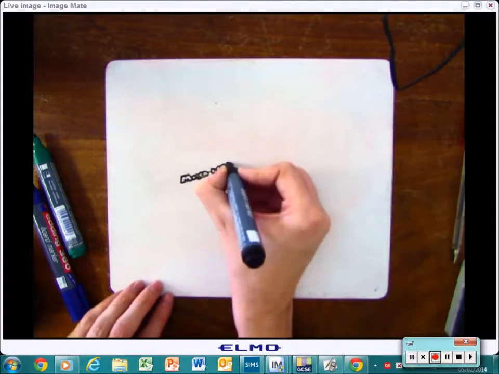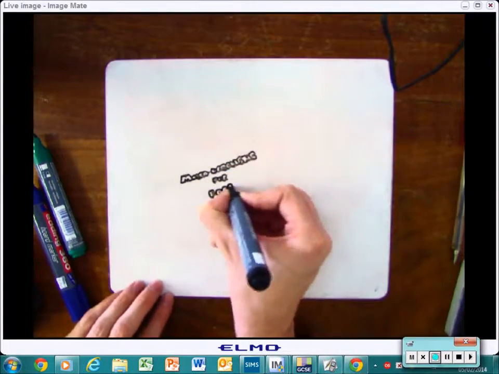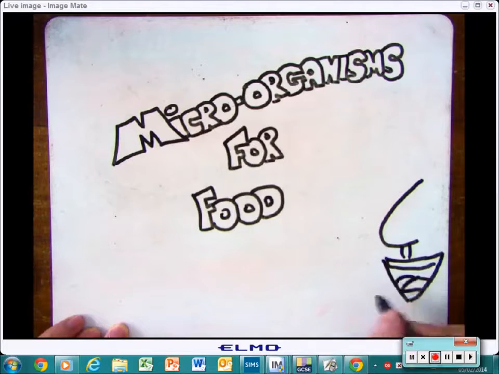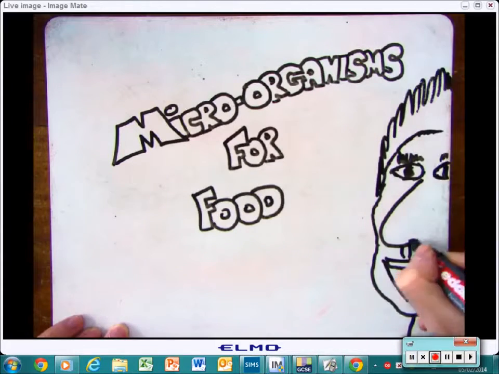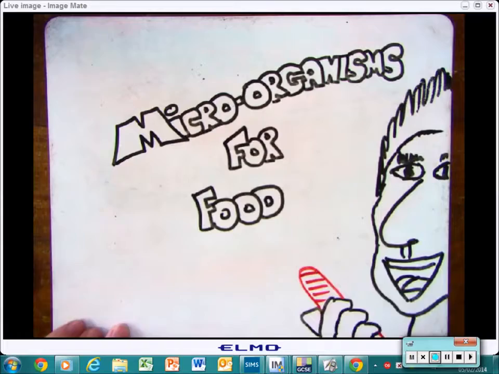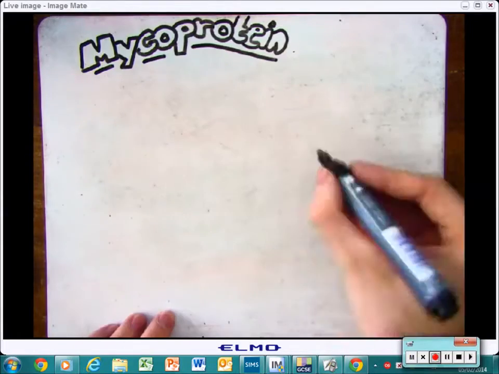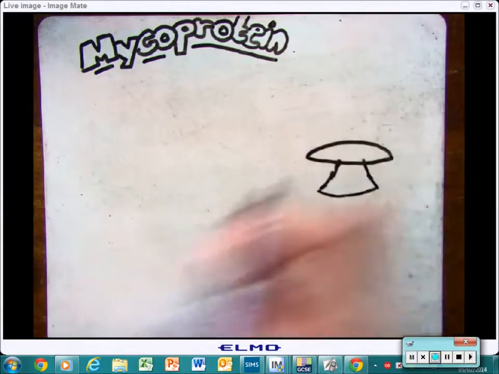This video is going to have a look at how microorganisms are used to make food. In particular, it's going to have a look at how microprotein is produced, how yogurt is produced and the factors that affect it, and the advantages of using microorganisms for food production. The first thing we're going to have a look at then is microprotein.